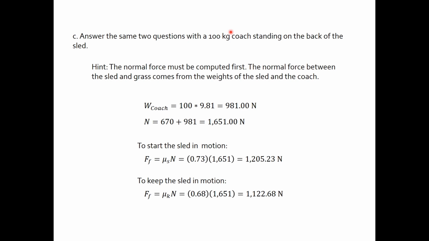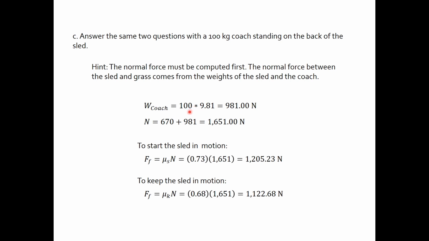So in order to solve this problem, you need to convert this body mass to body weight by simply multiplying this value by 9.81, because we actually need a force value, not the mass value. There is a hint here: the normal reaction force must be computed first. The normal reaction force between the sled and grass comes from the weights of the sled and coach. Weights, right? Not the mass. That's why we need to convert this body mass to body weight.